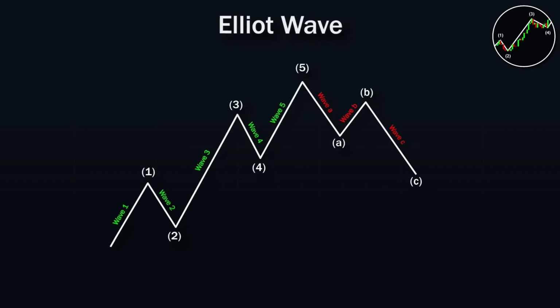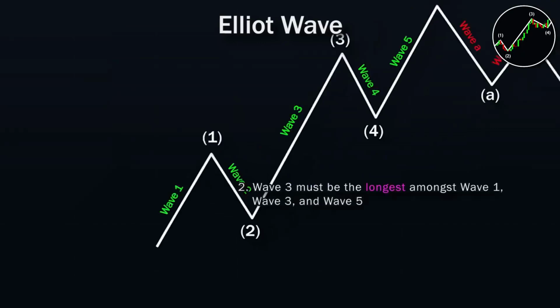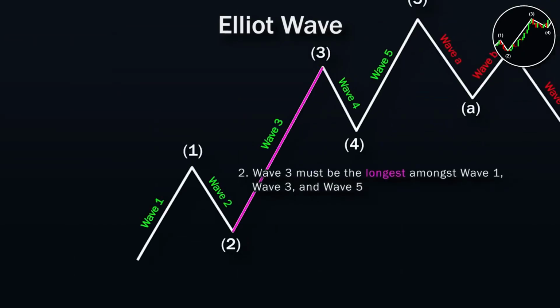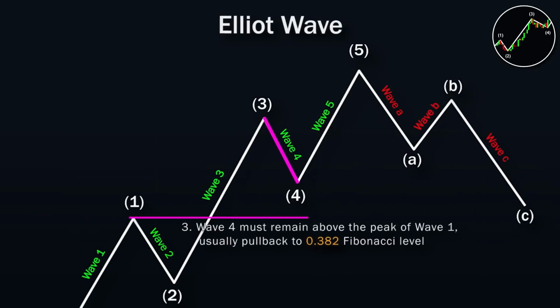Now, there are specific rules to ensure that a movement is considered as a valid Elliott wave. First, wave 2 cannot be longer than wave 1, and usually pulls back to the 0.618 Fibonacci level. Second, wave 3 must be the longest wave amongst wave 1, 3, and 5. Third, wave 4 must remain above the peak of wave 1, and usually pulls back to the 0.382 Fibonacci level.